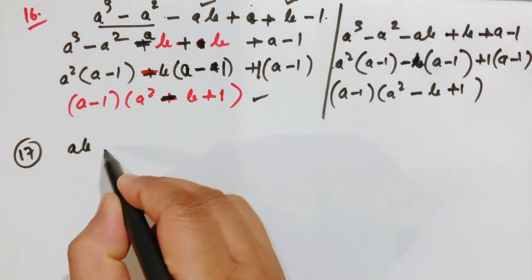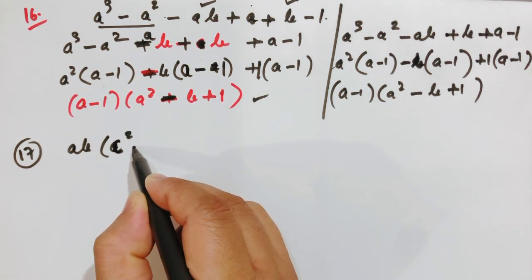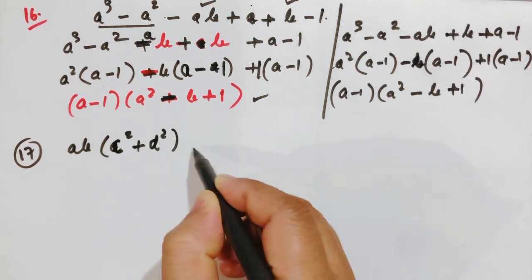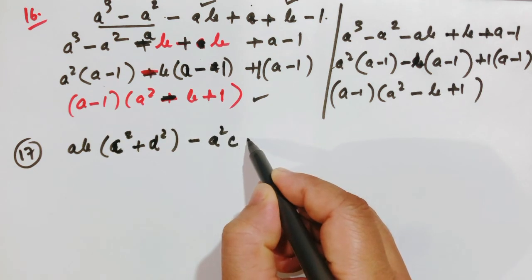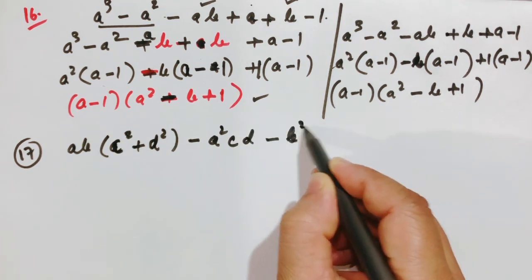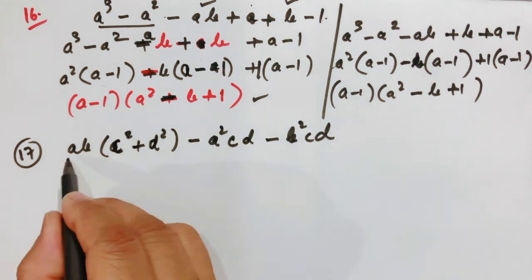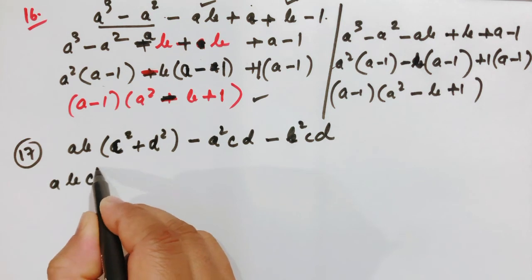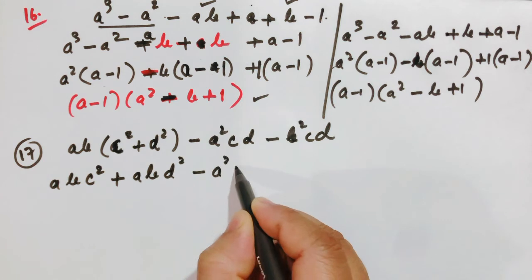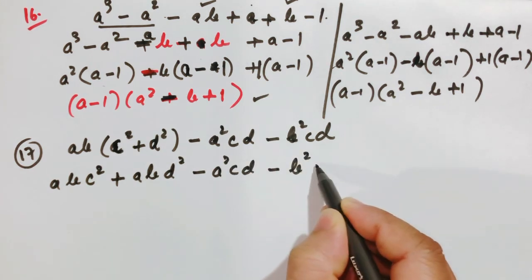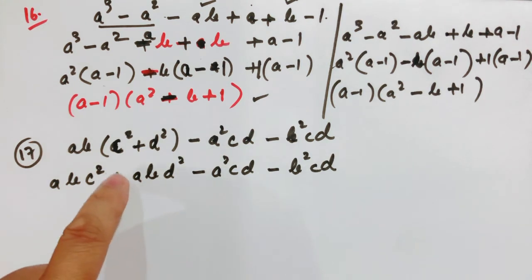17 ab, so that when you people sit to study, in that case you need not browse anything more. a square cd minus b square cd. Let's see, first I will break it: abc square plus abd square minus a square cd minus b square cd. So here I have broken it. After that I will arrange.